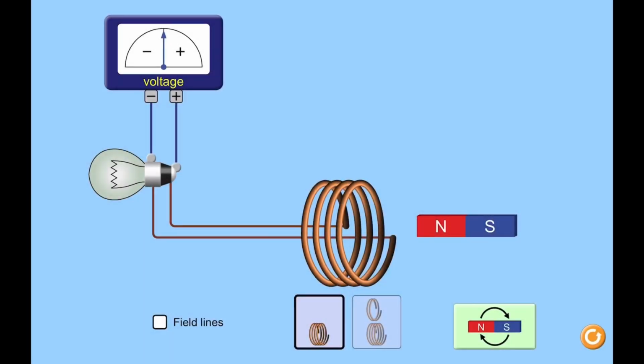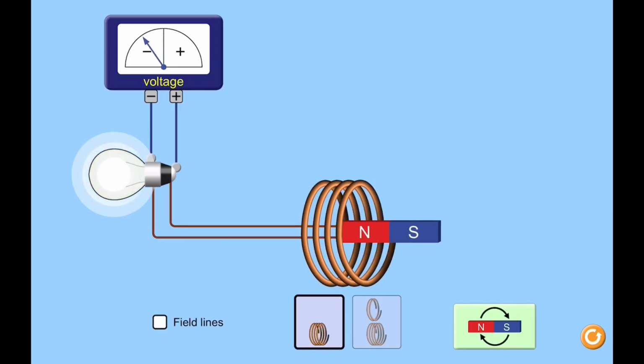Here you can see a coil, a bulb connected to it, and a bar magnet. We all know what is going to happen as you introduce the bar magnet into the coil. What will happen once you introduce the north pole of the bar magnet into the coil? Definitely the bulb will glow.